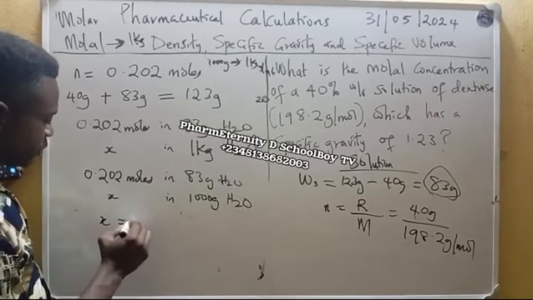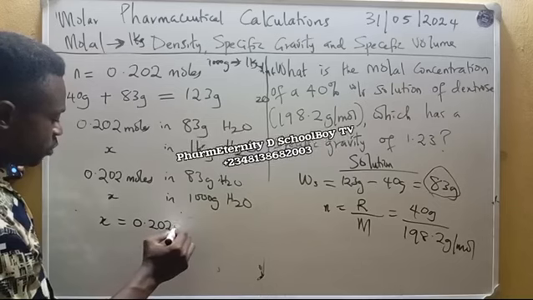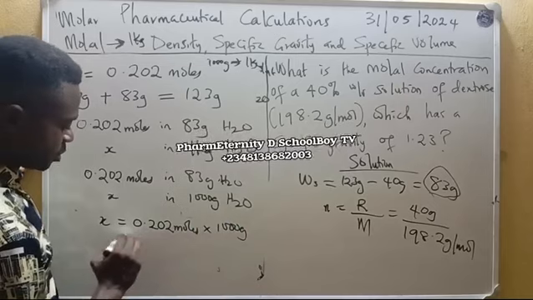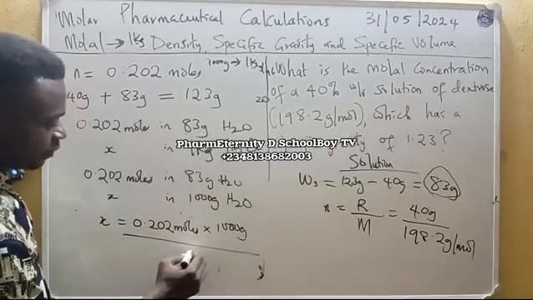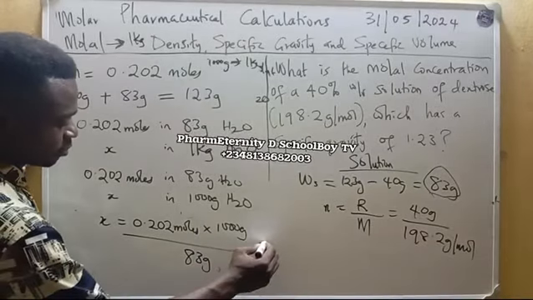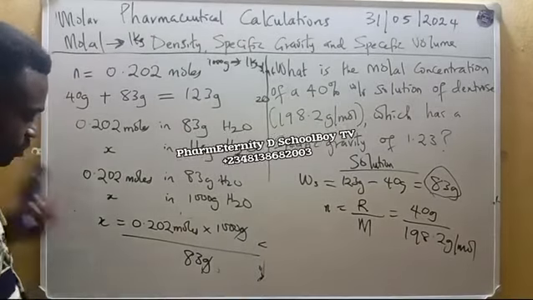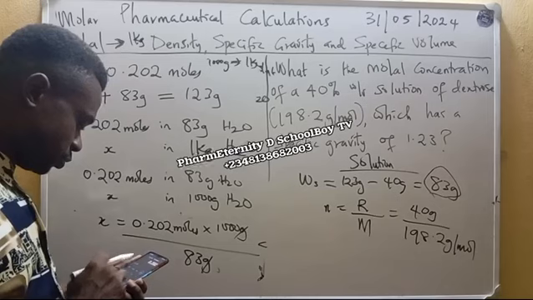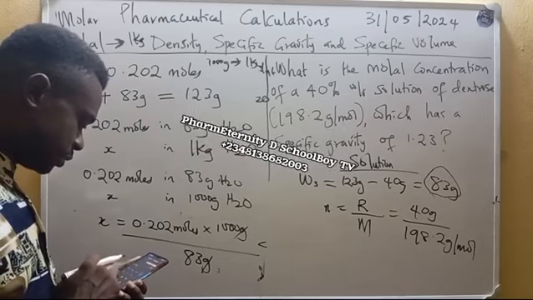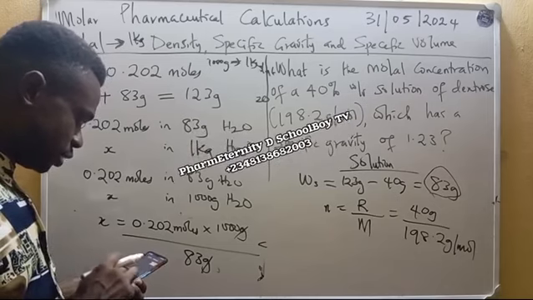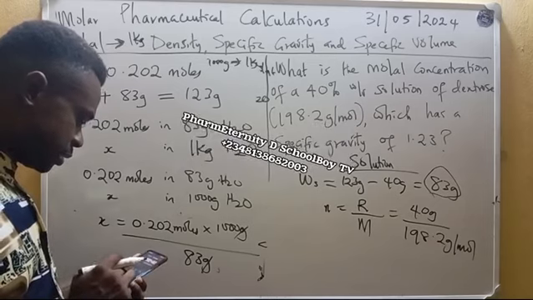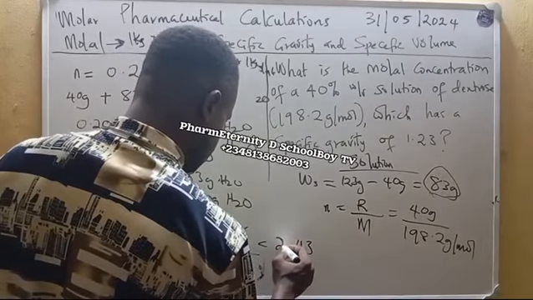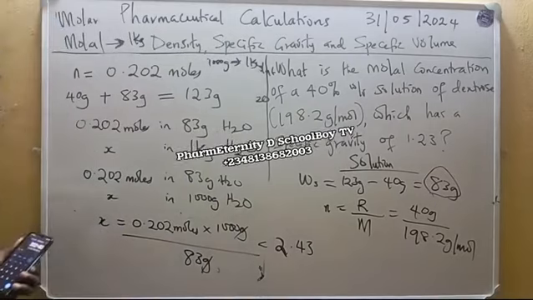So X is now equal to what? 0.202 moles times 1,000 grams. We are cross multiplying, divided by 83 grams. Gram will cancel gram. So let's punch our calculator again. 0.202 times 1,000 equals 202, divided by 83. So the answer is what? 2.43.